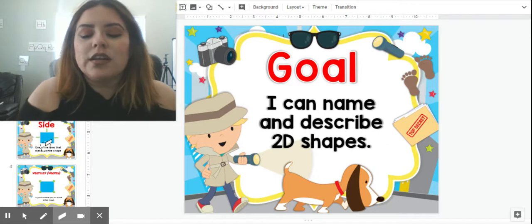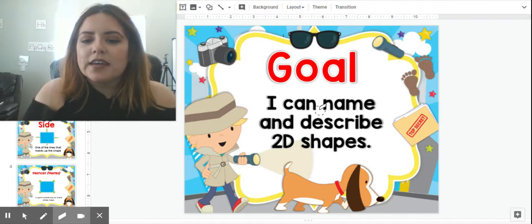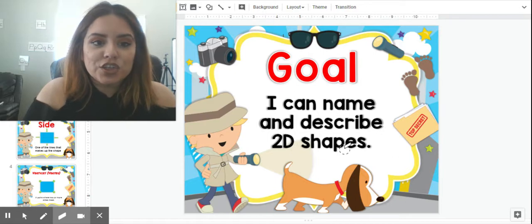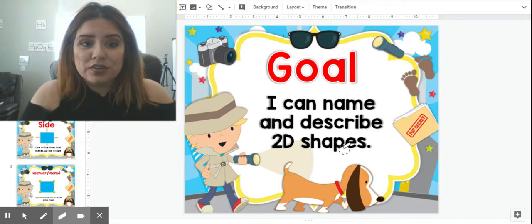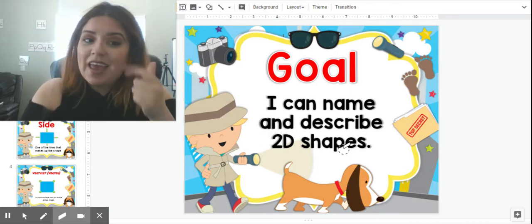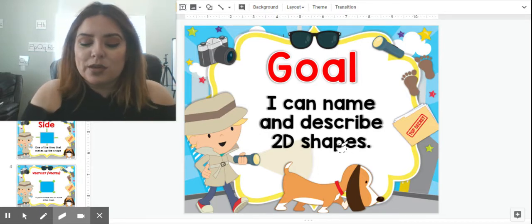So the goal of our lesson today says, I can name and describe 2D shapes. So you have to think, by the end of this lesson, I want you to be able to name and describe the two-dimensional shapes that we're going through.